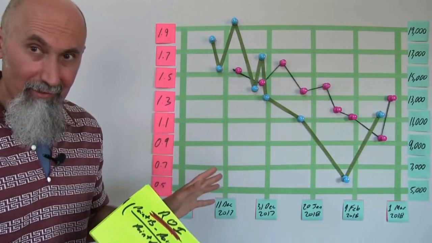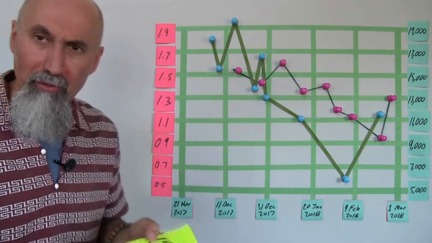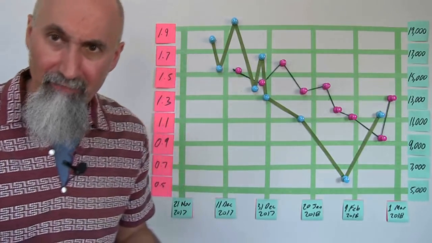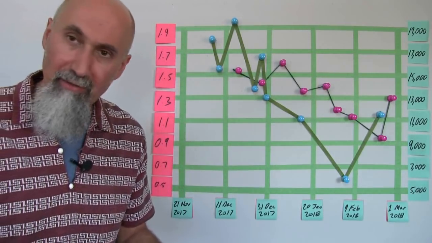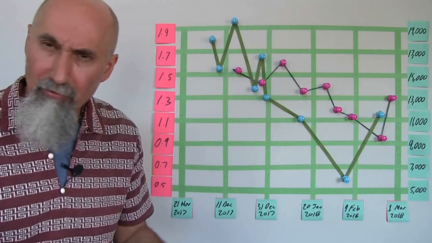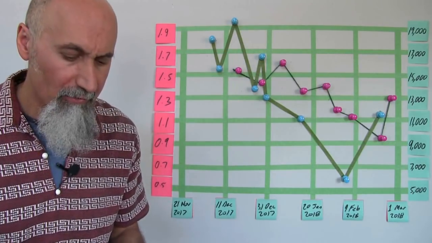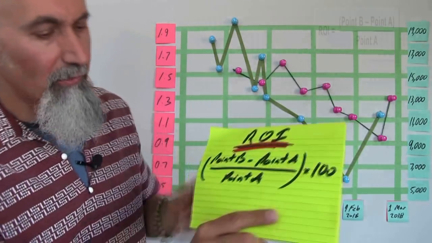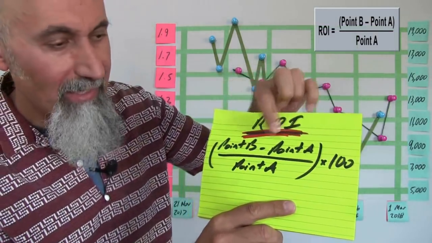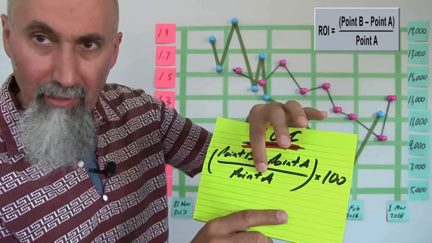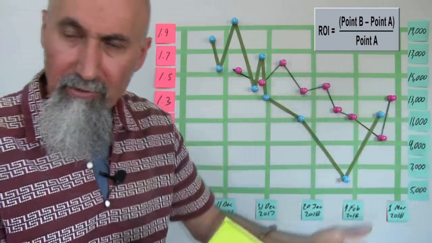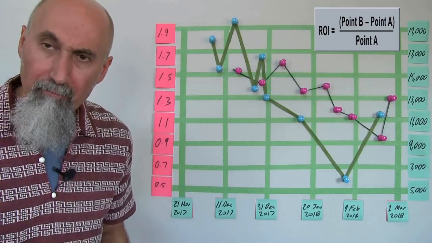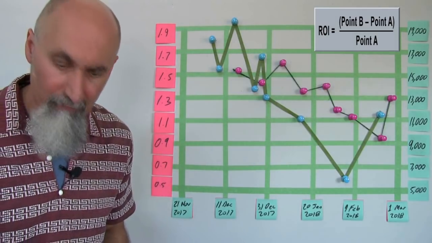In terms of mathematics, the way you can think about this is, because you can use this for anything, right? It doesn't necessarily have to be the terminology that we used here, return minus investment divided by investment, or gain minus spent divided by spend. There's different terminologies you can use in economics to represent that. But in terms of mathematics, the only thing we're going to do is point B minus point A divided by point A times 100, which converts it to percentages for us, right?